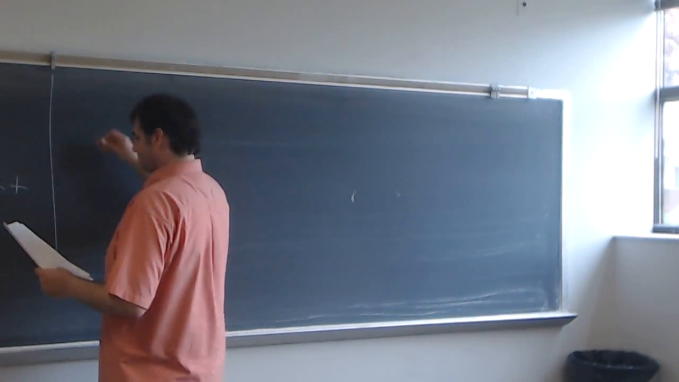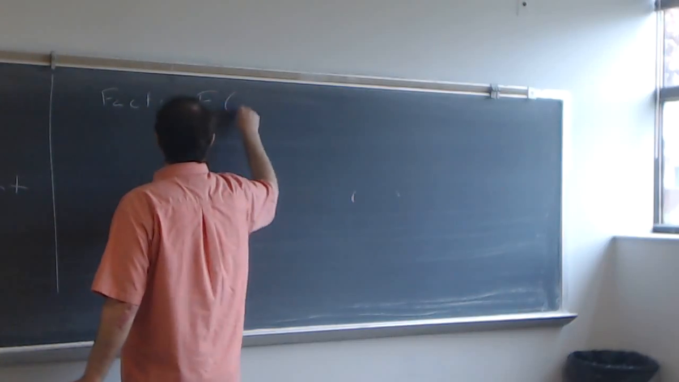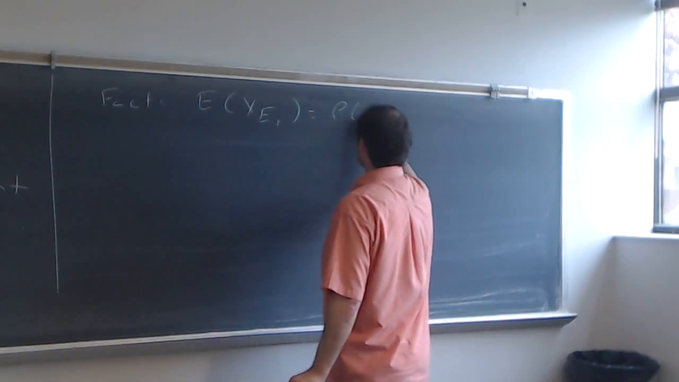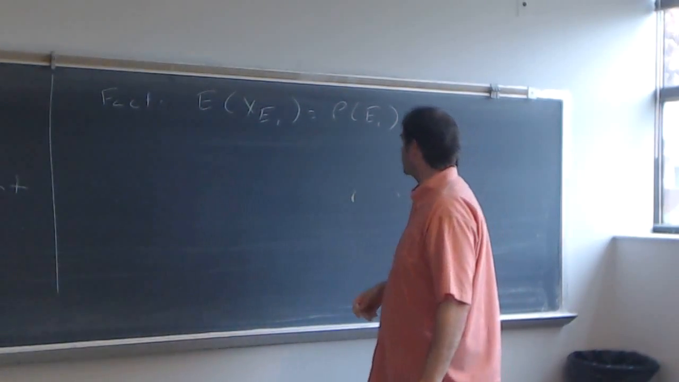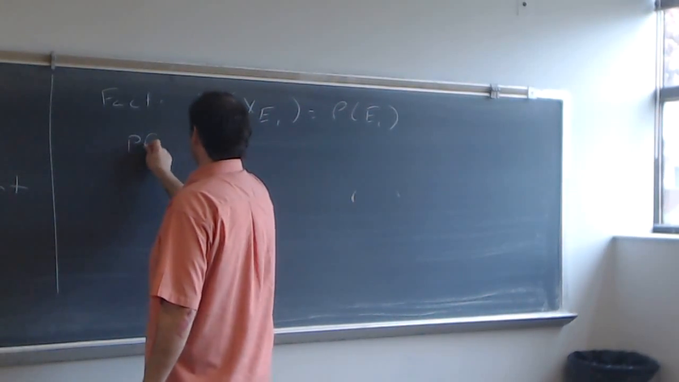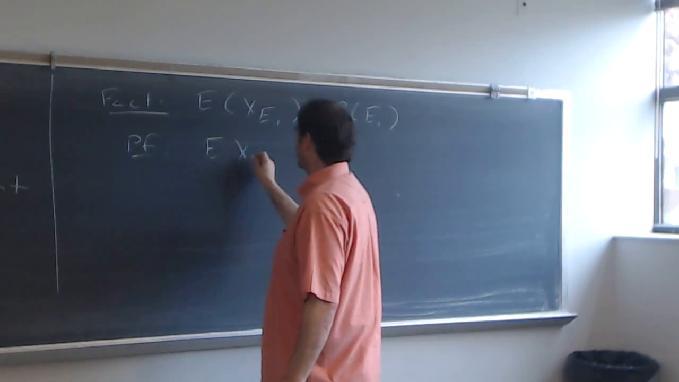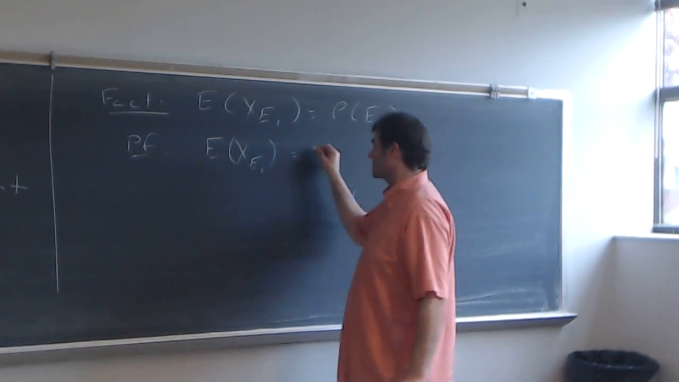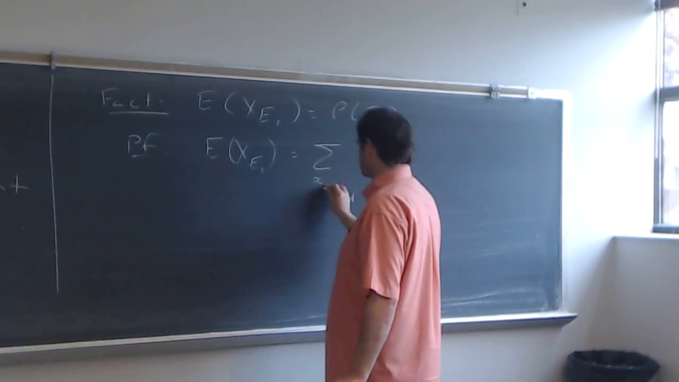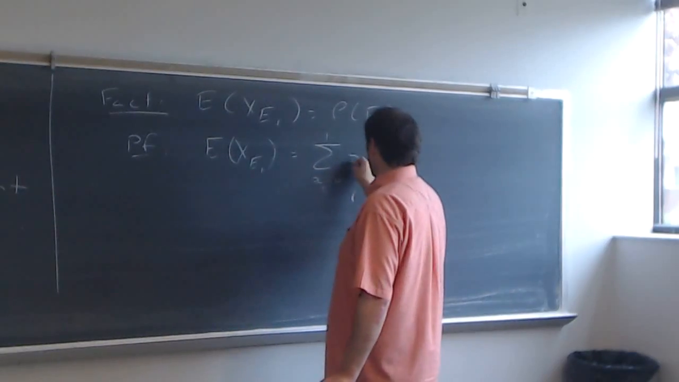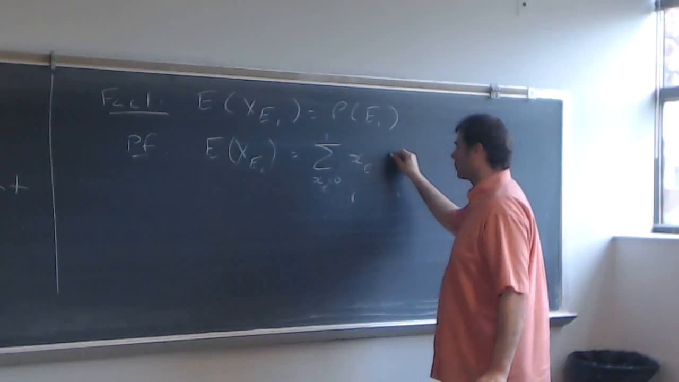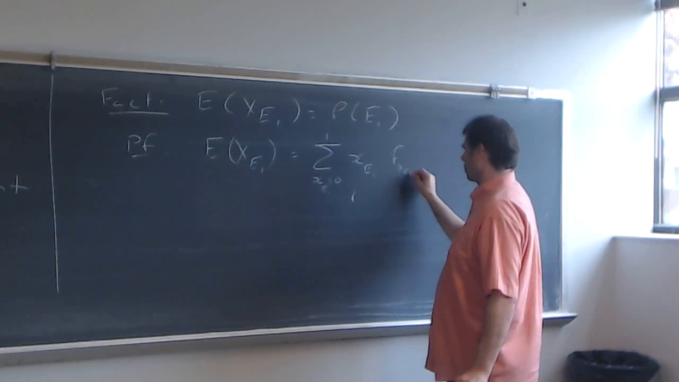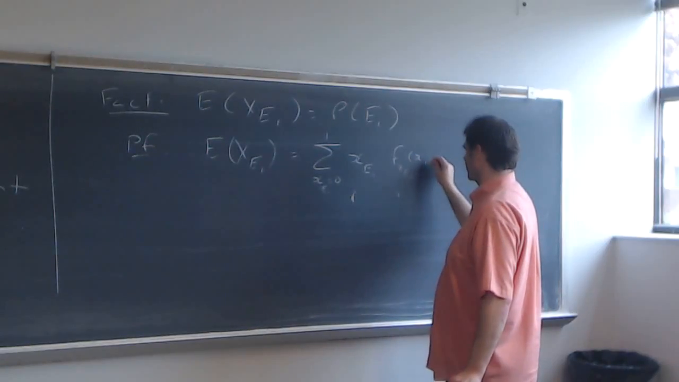Okay, let's look at some facts that are kind of preliminary facts that will get us to our main two facts. The expected value of X sub E sub 1 is equal to the probability of E sub 1. Let us look at that. So here, the way that we'll prove it is to look at the expected value of the indicator random variable E sub 1. Now, the indicator random variable E sub 1 is a discrete random variable. So this is going to be the sum over the x sub E sub 1 values, and they run from 0 to 1, of x sub E sub 1 times f sub X sub E sub 1 of x sub E sub 1.